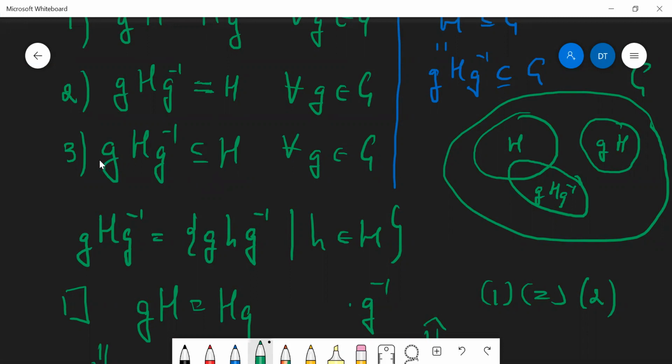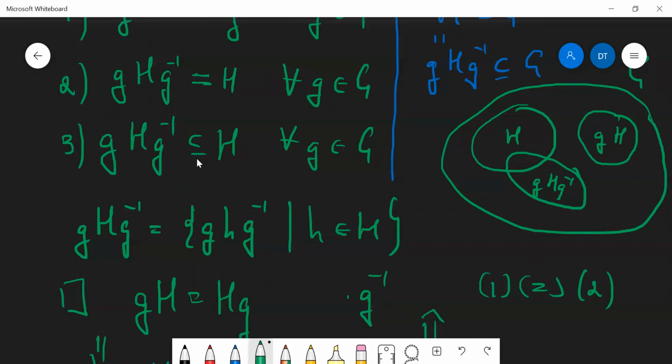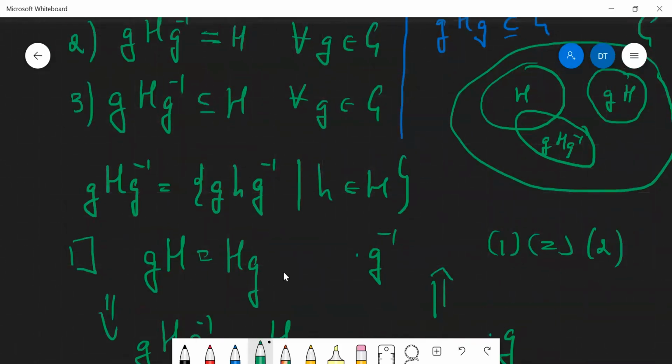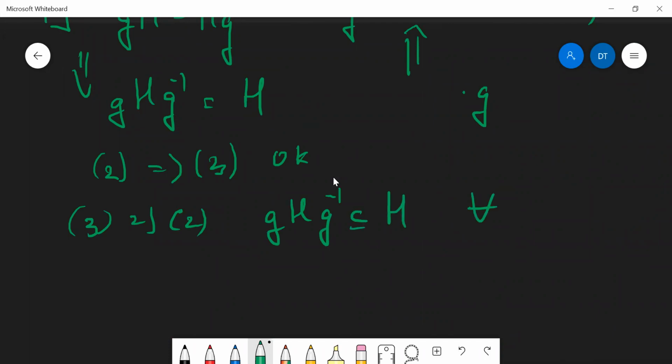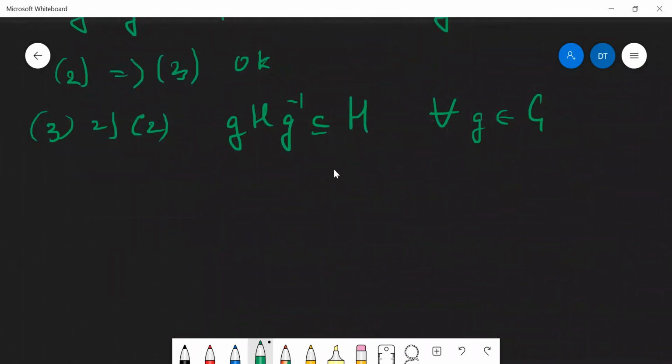Now the only thing we need to prove is that the third item implies the second one. If you have inclusion, we actually have equality, so it's impossible to have a proper inclusion here. We need to show that 3 implies 2. So now we have gHg inverse inside H for all g in G, and we want to prove the other inclusion.